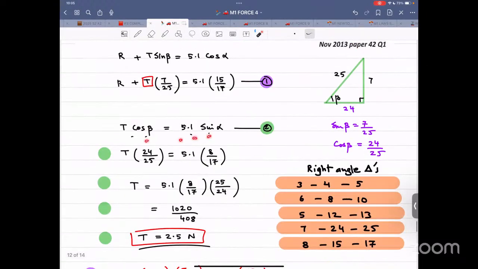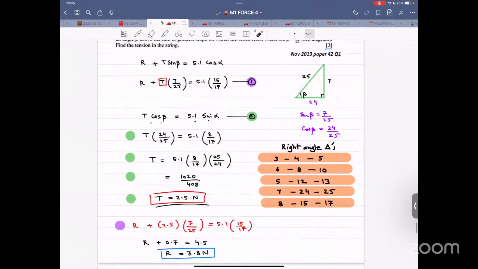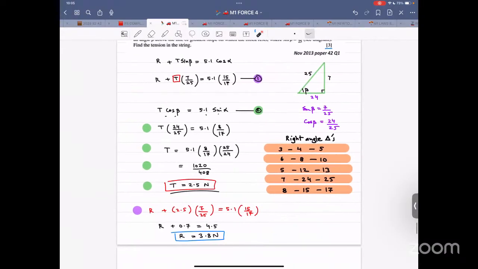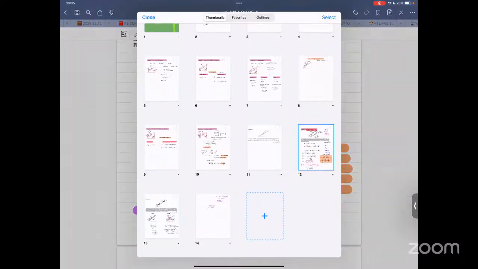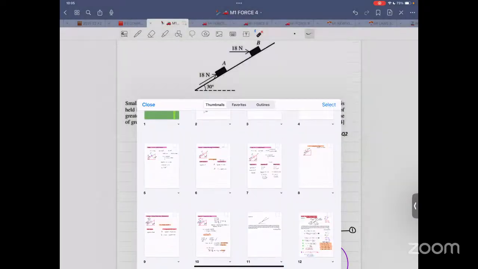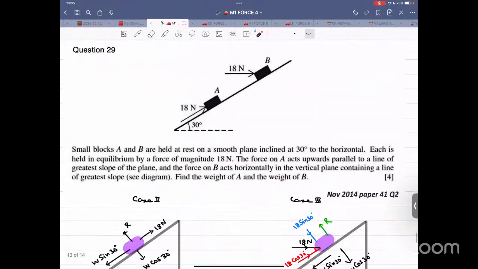T cos beta is 5.1 sine alpha, and just look at all the working. So this is not just force working. This is trigonometry in the highest form. A conceptual question of trigonometry, the exact trig ratios, all these things are over here. That is one very important question. Another important question is this one.